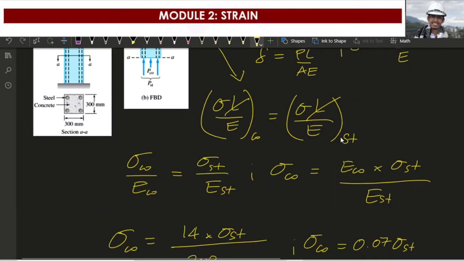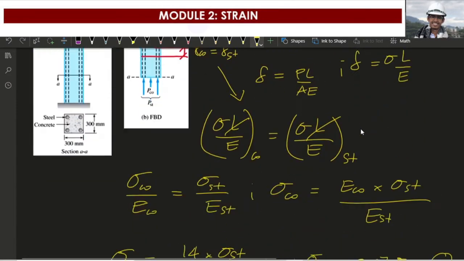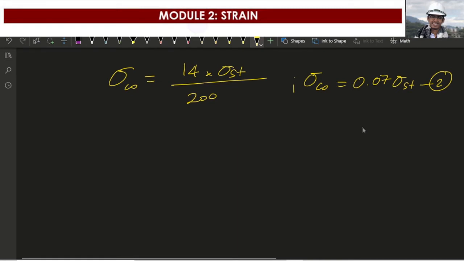So i-substitute natin ito sa ating equation 1. So this is our equation 2. So substitute natin sa equation 1. So sa equation 1 natin, i-rewrite natin yung equation 1 natin, that will be stress ng concrete times area ng concrete plus stress ng steel times area ng steel. So that is equal to 1,000 times 10 raised to 3. So yung stress ng concrete natin, that will be 0.07 stress ng steel.